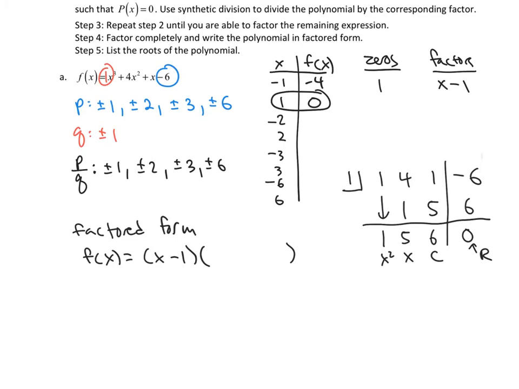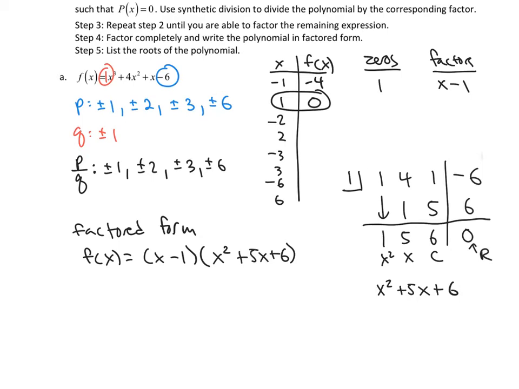So f of x divided by x minus 1 is 1x squared plus 5x plus 6. And the fact that we got 0 as a remainder reinforces the idea that 1 is a 0 of the polynomial, and x minus 1 is a factor. So in factored form, x minus 1 times x squared plus 5x plus 6.